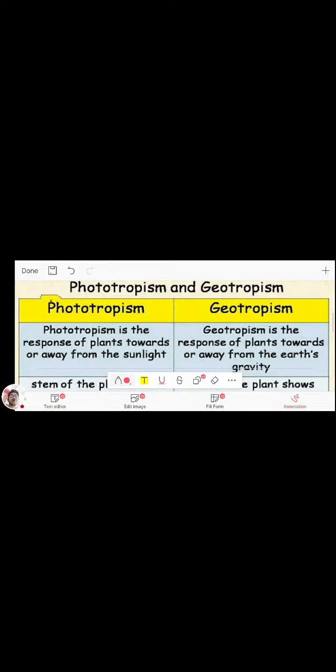If we come to the difference between phototropism and geotropism, what do you mean by phototropism? It is the response of plants towards or away. If it is towards, that is positive. If it is away, that is negative. The movement of plants towards the light is known as phototropism. Geotropism means movement of plants towards or away from earth or gravity.